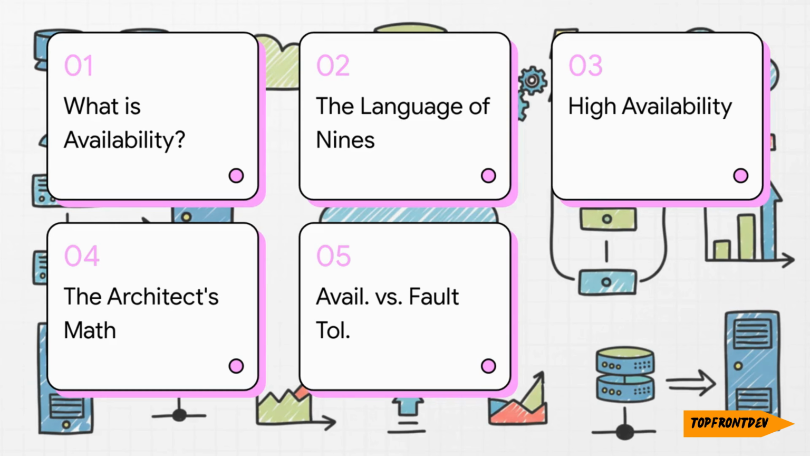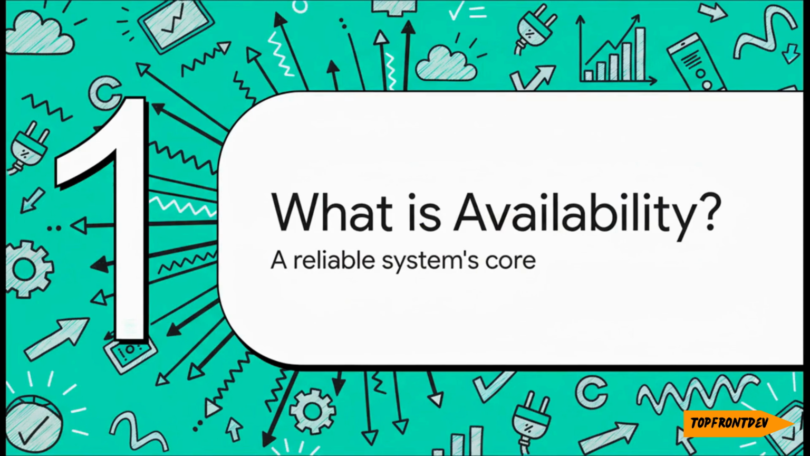So here's our game plan. First, we're going to define what availability actually is. Then, we'll get into the industry lingo, the nines. From there, we'll look at the real-world strategies for building for high availability, check out some super important math every architect needs to know, and finally, we'll clear up the difference between availability and fault tolerance. Sound good? Let's go.